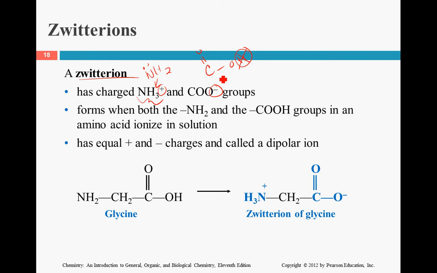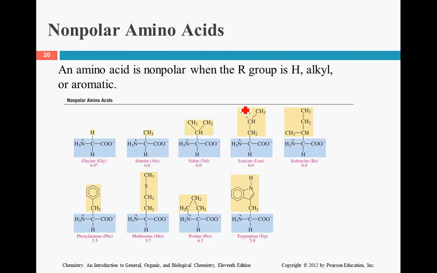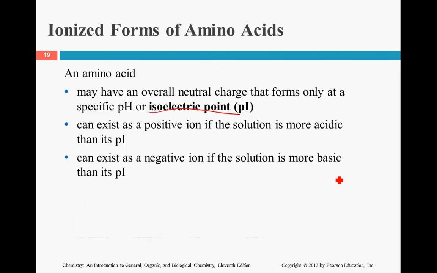Now we're going to discuss how pH can actually affect how this happens. When it is at the appropriate pH, it's at the isoelectric point. It's a very specific pH for that particular amino acid. If we look at this chart, here we have names of the amino acids. Then we have the abbreviation of the amino acids. On the bottom, this is the PI. Those are the isoelectric points.